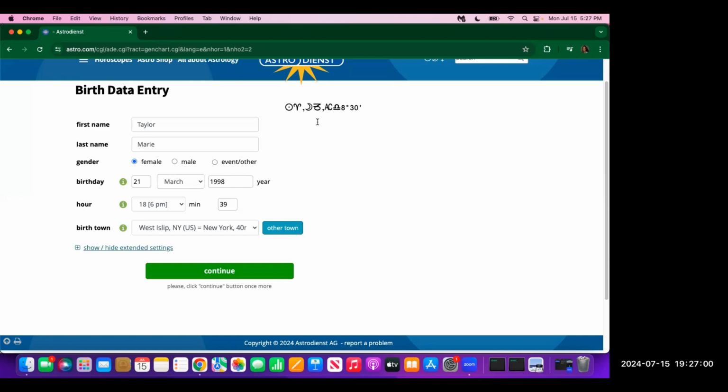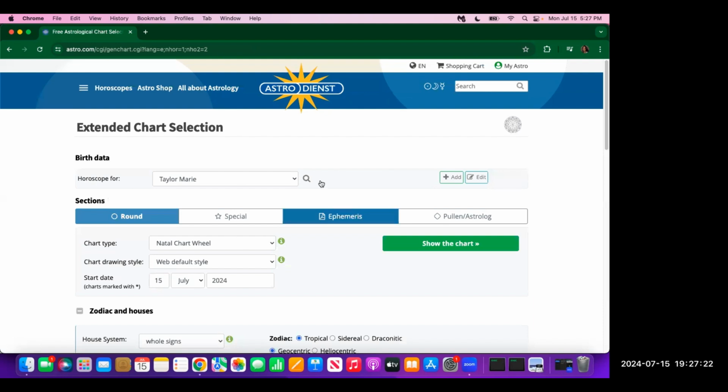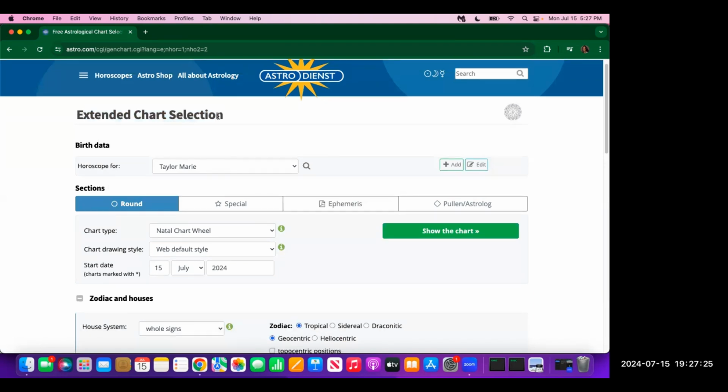Did I get ahead? That is where you should be, Laura. Laura, did you punch in your information and then click continue? What do we put for chart drawing style? Okay, so I think everyone's ahead of me now. I think everyone that's asking these questions has put in their information and clicked continue. So I do extended chart selection. I think this is what Laura was asking. Extended chart entry. Did I get ahead?